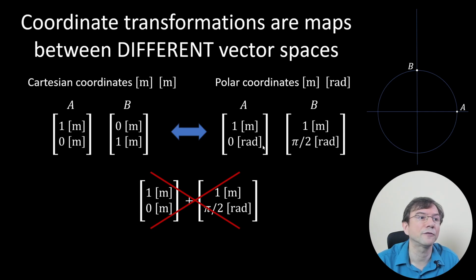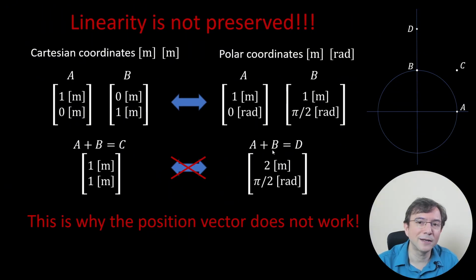Now what we can't do is take an element here and sum it with an element here. And so we can't do 1 meter and 0 meters plus 1 meter and pi half radians. That's not something that we can do because otherwise we are breaking the rules of the unit. So coordinate transformations are mapped between different vector spaces. So an element here is not an element here, but you can go back and forth in these disjoint vector spaces. What's important to realize here is that the linearity is not preserved.